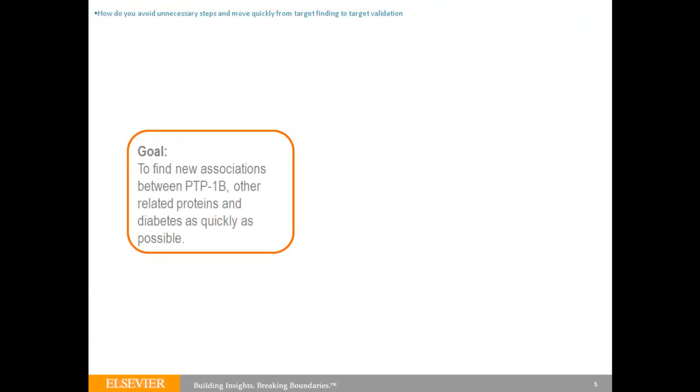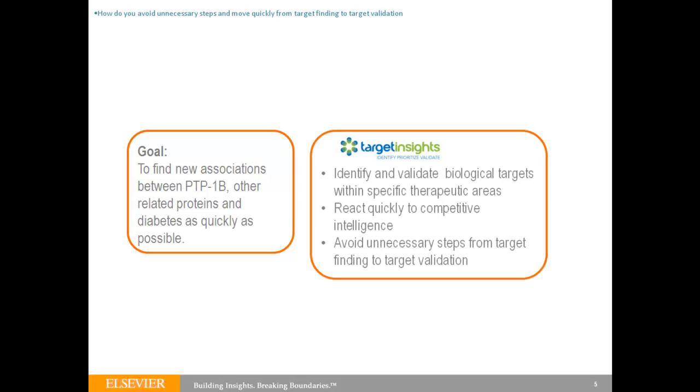Your goal is to find new associations between PTP1B, other related proteins, and diabetes as quickly as possible. With Target Insights, you can identify and validate biological targets with specific therapeutic areas, react quickly to competitive intelligence, and avoid unnecessary steps from target finding to target validation.